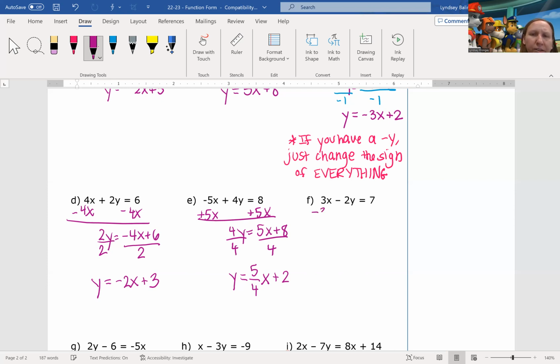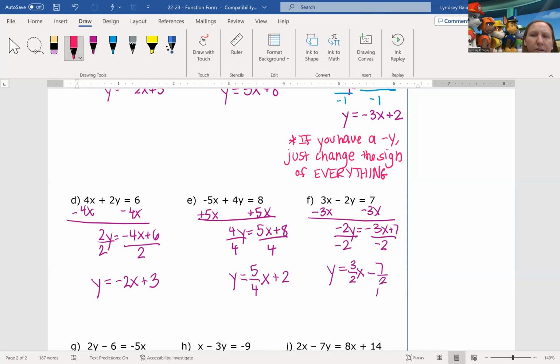Next one, subtract our 3x. We get negative 2y equals negative 3x plus 7. And then we divide by negative 2. Okay, we have a fraction. Negative divided by negative is a positive, so 3/2 x. And then for the other one, 7 divided by negative 2. I know it's going to be a negative. I'm going to write it as negative 7 over 2.